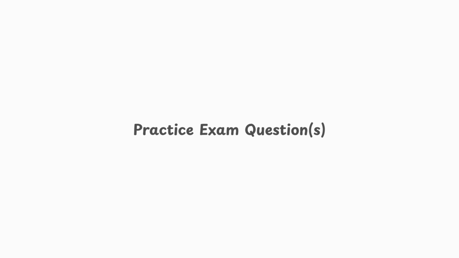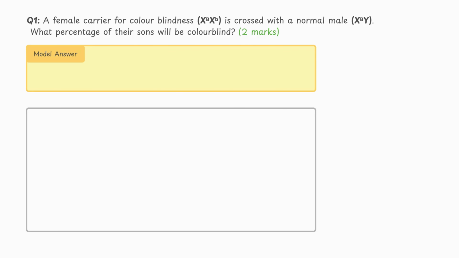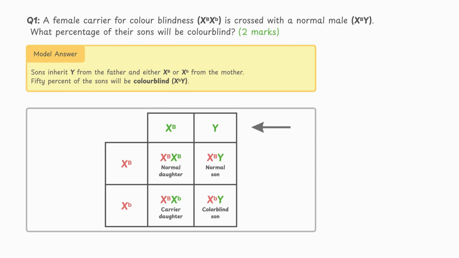Now let's apply what we've learned through some exam-style practice questions. You can pause the video and try it yourself. Question number 1. A female carrier for colorblindness is crossed with a normal male. What percentage of their sons will be colorblind? Sons inherit the Y chromosome from the father and either XB or Xb from the mother. This means 50% of the sons will be colorblind.